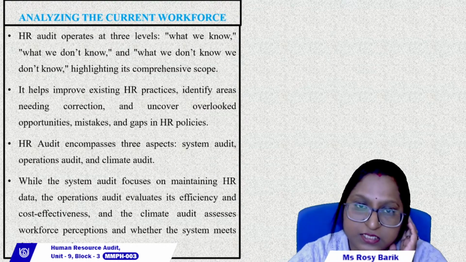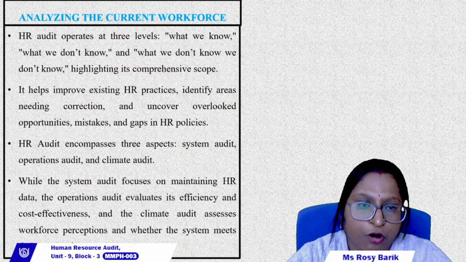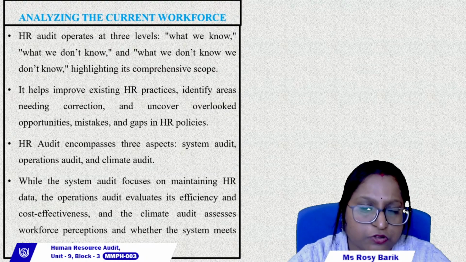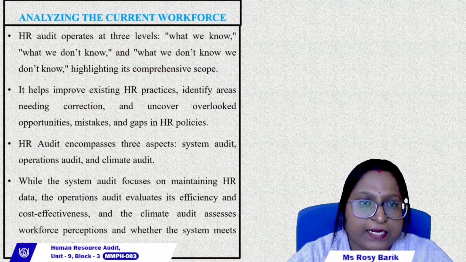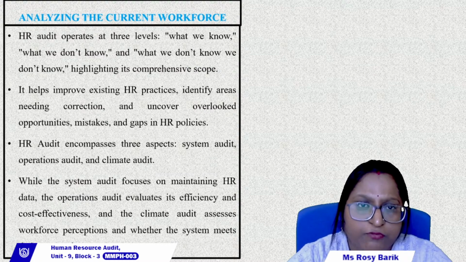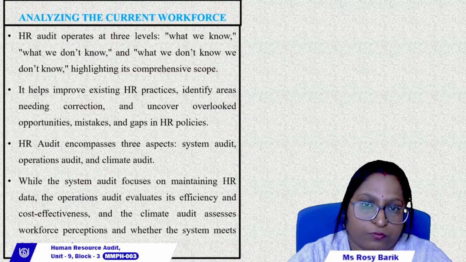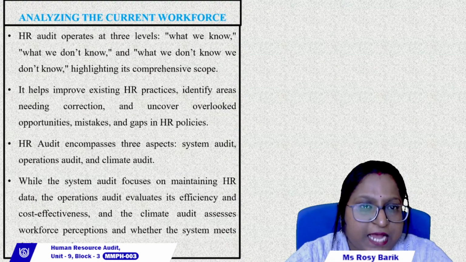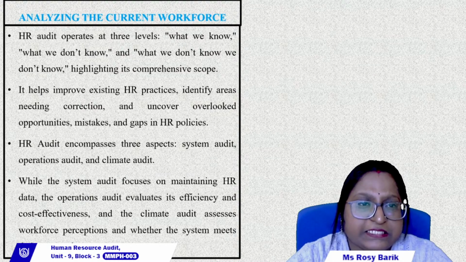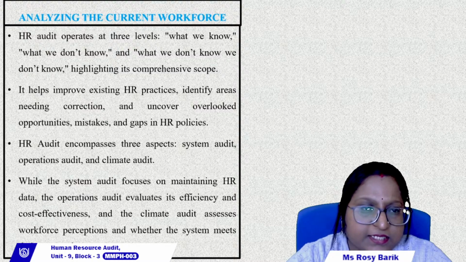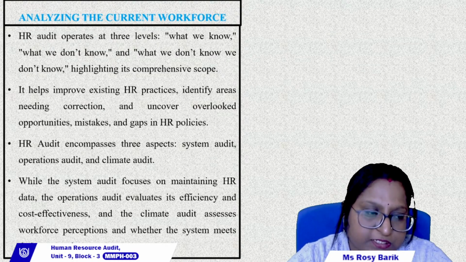As we have already discussed, the HR audit is not only to find out the drawbacks or the problems of the HR functions, but also to provide a valuable and relevant solution to the HR function. So, analyzing the current workforce, HR audit operates at three levels: what we know, what we don't know, and what we don't know we don't know. Highlighting its comprehensive scope, it helps in improving the existing HR practices and identifying the areas that need correction. It uncovers the overlooked opportunities, mistakes, and gaps in HR policies.